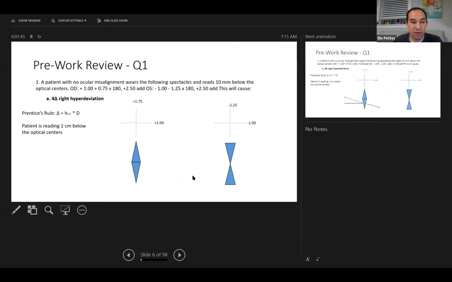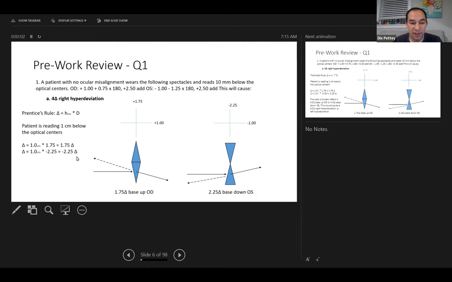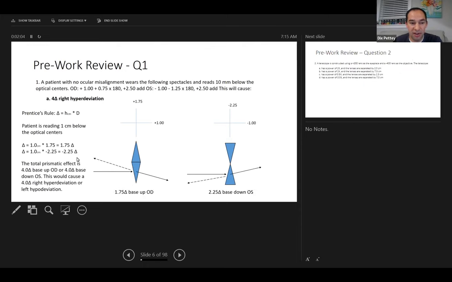Based on Prentice's rule, the patient is reading 1 centimeter below the optic center. And so we're getting 1.75 prism diopters from the right eye, getting minus 2.25 from the left. Total prismatic effect is 4 prism diopters base up from the right eye, or right hyper. Any questions on that one? I think that was one that I sent out, so I hope you had a chance to look at that already. Any questions?